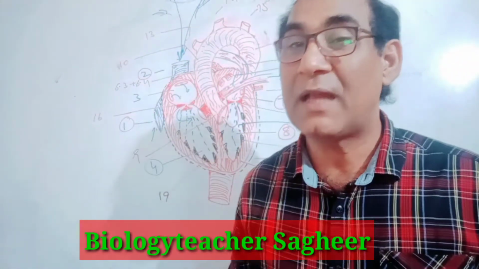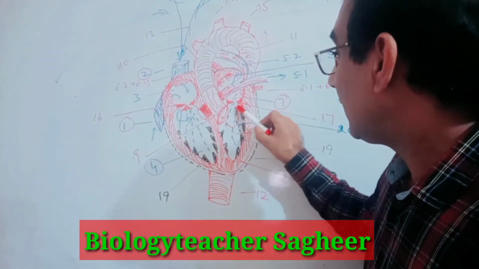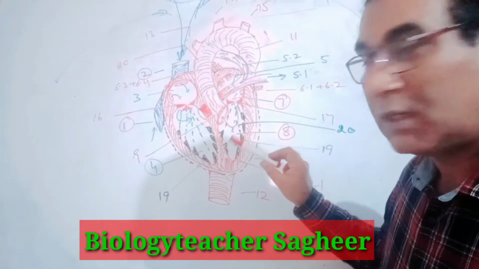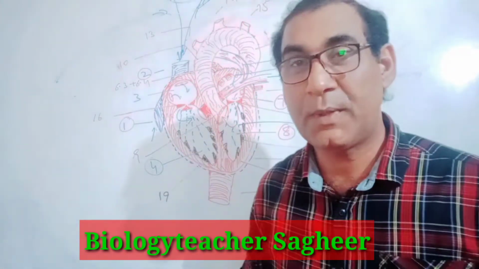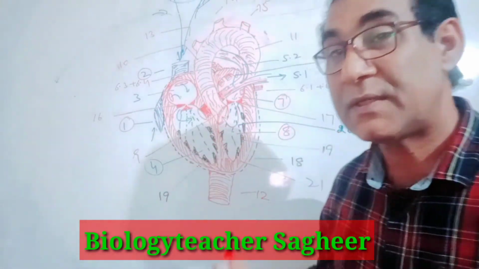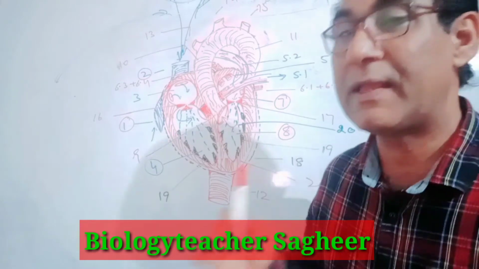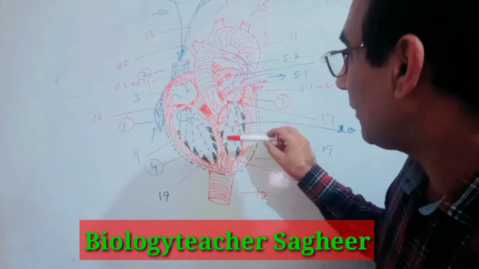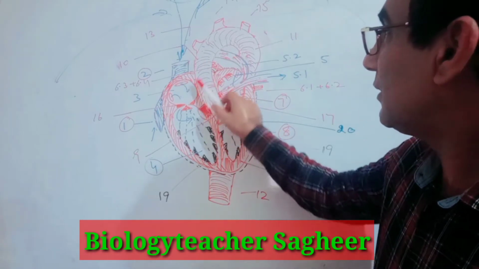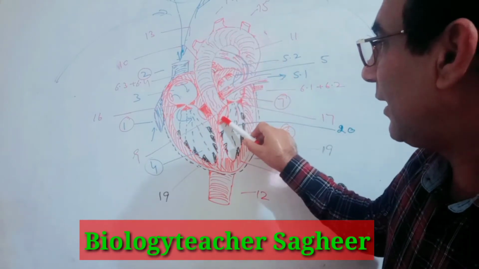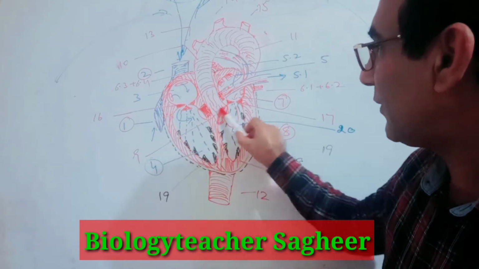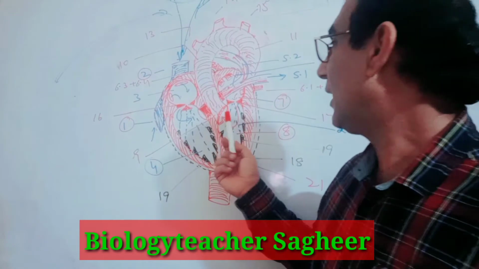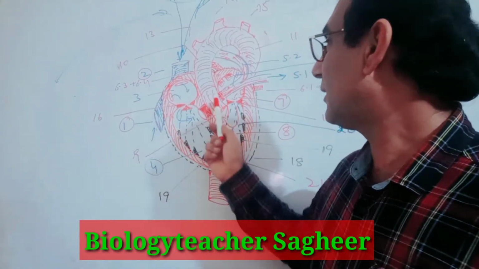This bicuspid valve is the structure which doesn't allow the backward flow of the blood from the left ventricle to the left atrium. From here, the blood is pumped into this main blood vessel, which I have labeled 9. Okay, 9 means what? It is the ascending aorta.